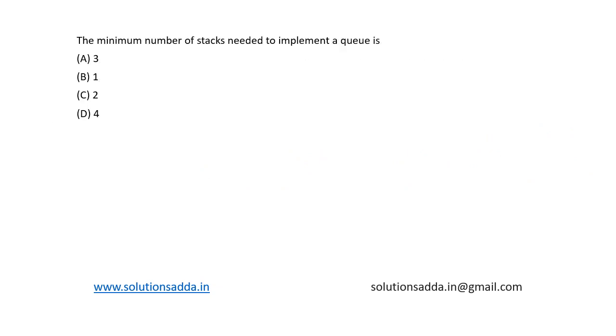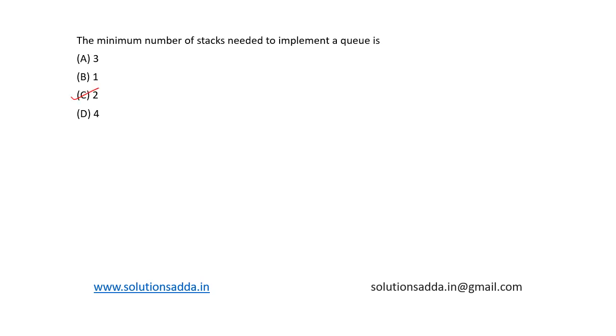This is a question from data structures. The minimum number of stacks needed to implement a queue is, and 4 options are given: 3, 1, 2 and 4. So the minimum number of stacks required to implement a queue is 2. So the correct answer is option C.